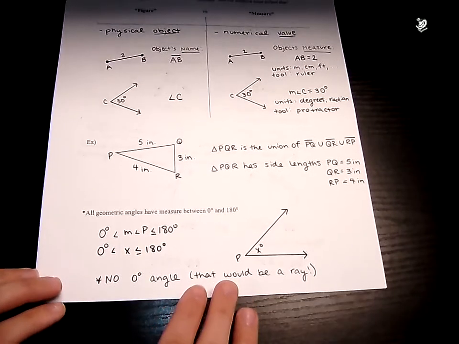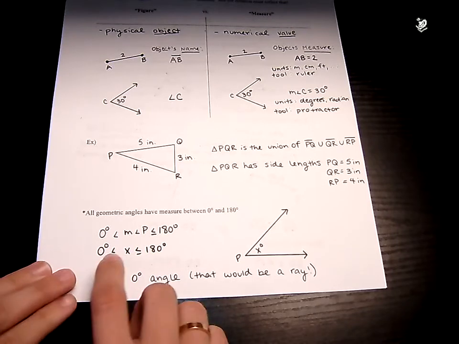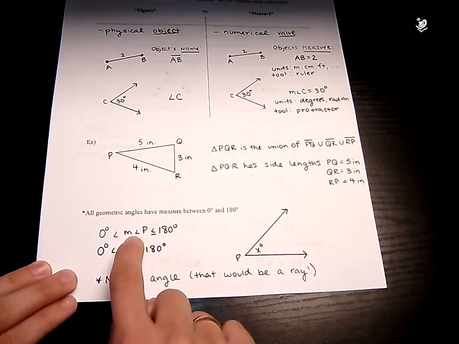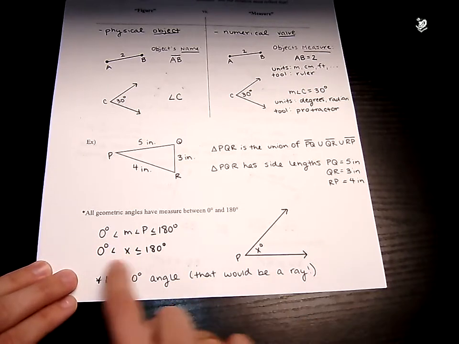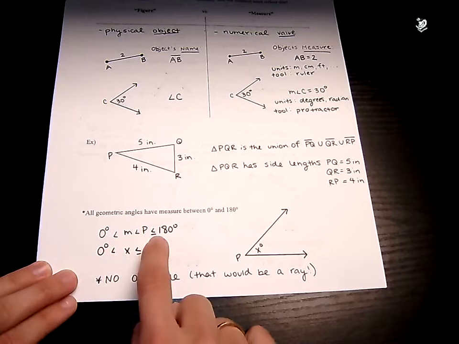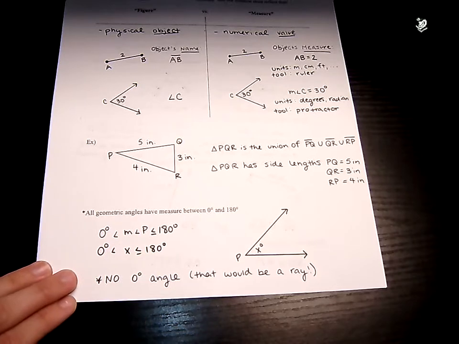Now, when we're talking about angles, all geometric angles have a measure between 0 and 180 degrees. So just take note that when we're talking about its measure, we can write this inequality, but if we're just talking about x in general, we can also write this inequality. And notice that I do not have an equal to sign by 0, because you can't have a 0 degree angle. A 0 degree angle is really just a ray.